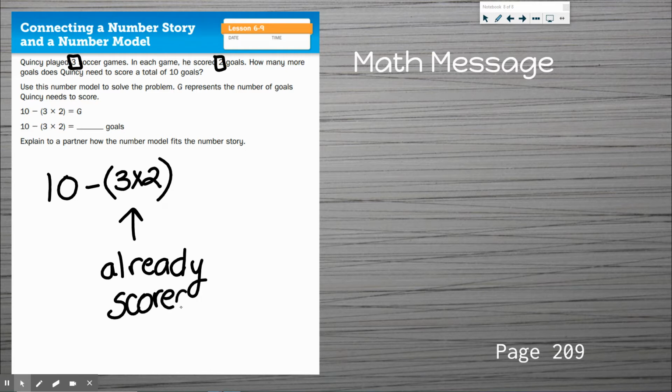Then we're going to take what he already scored and subtract it from 10 to find how many more he needs. So 3 times 2 is 6. Then we have to do 10 minus 6 equals 4. All right, let's do some more practice.